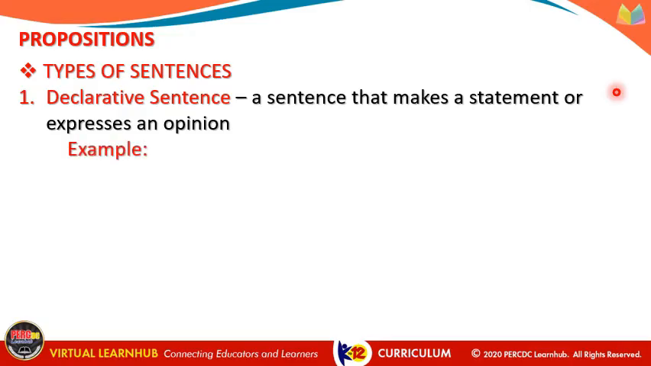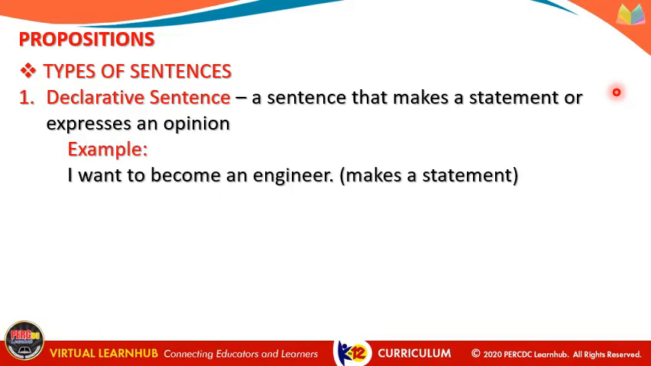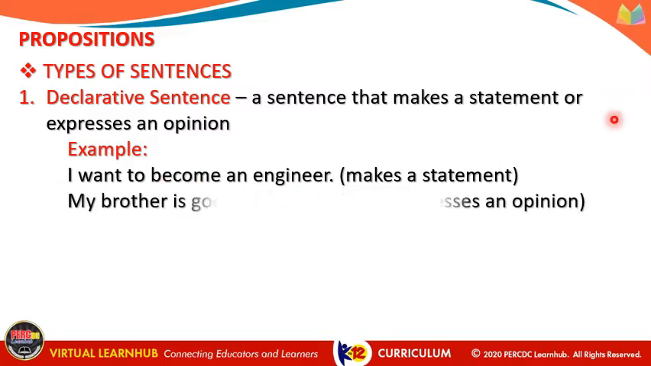Example, we have the following. First one, I want to become an engineer. Now this makes a statement. Another one, we have this one. My brother is good at mathematics. Now this one expresses an opinion. Both of these are declarative sentences. And of course, I believe you still know this one. Declarative sentences end with periods.